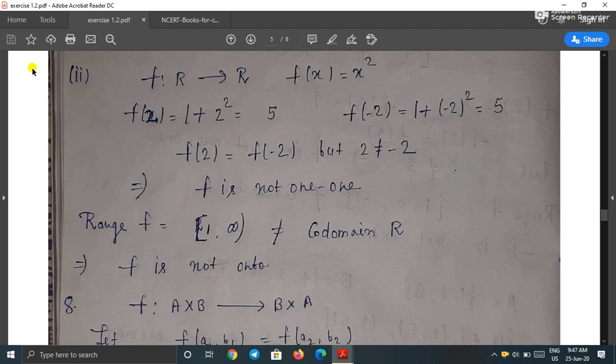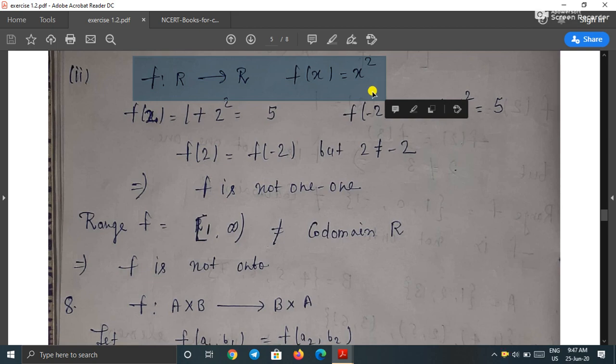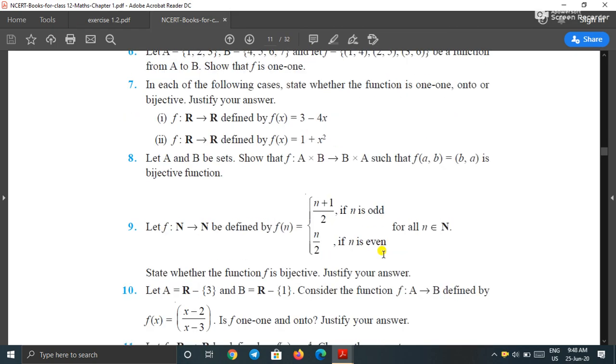Now we will see the next problem. f from the set of real numbers to the set of real numbers defined as f of x is equal to 1 plus x square. Here I have left one thing, x square plus 1. See, f of x is equal to 1 plus x square. तो इस मिस्टेक को बेटा करेक्ट कर लेना.